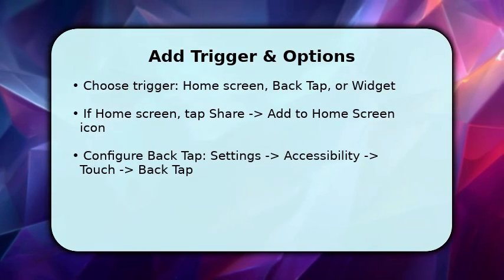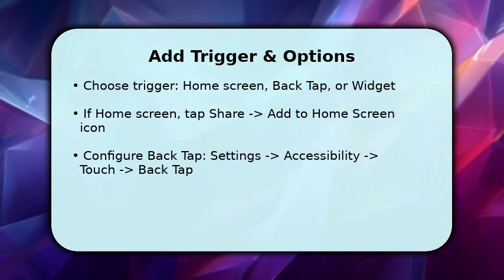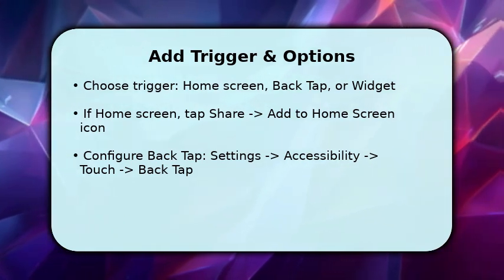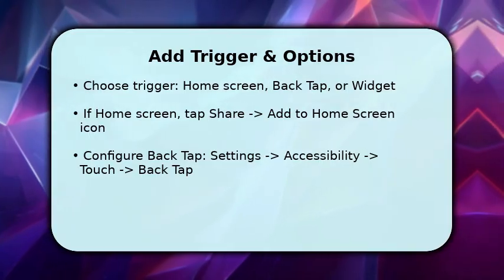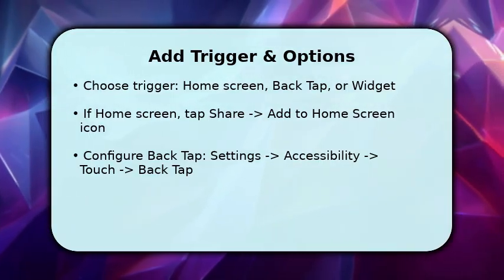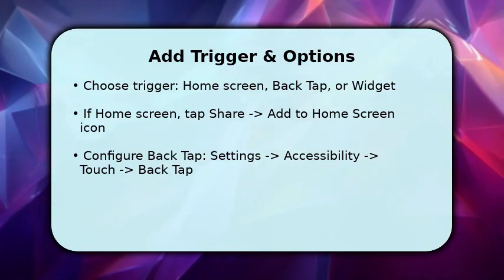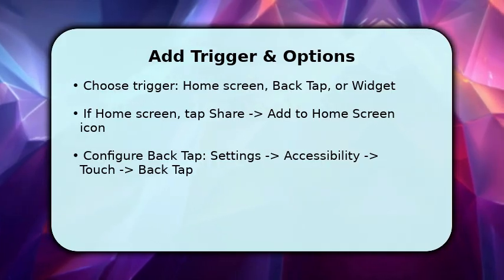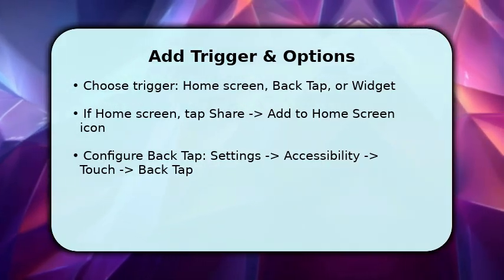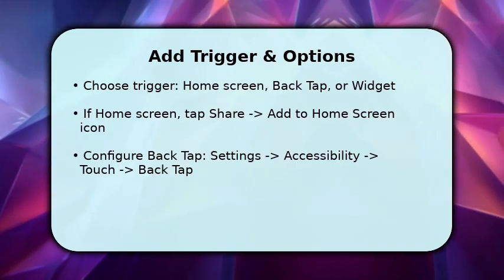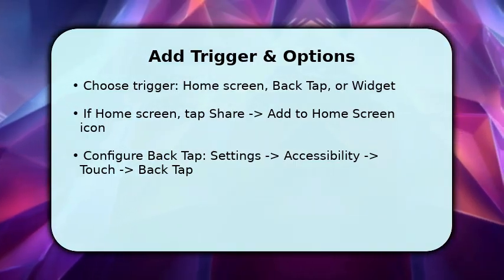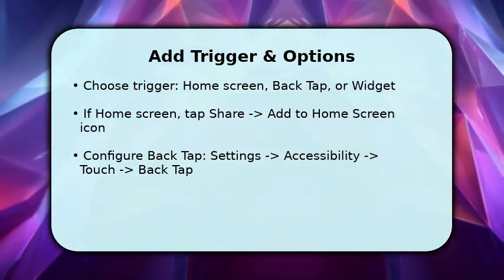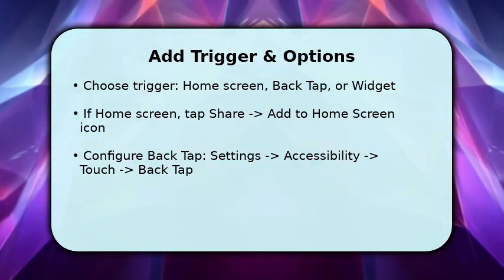Next, connect the shortcut to a trigger you'll actually use. You can add it to the home screen via Share, Add to Home Screen, create a widget in Shortcuts, or enable Backtap in Settings, Accessibility, Touch, Backtap and assign the shortcut. Once set, test each trigger to confirm it calls the shortcut. If you want automation, choose Personal Automation in Shortcuts and tie it to time, battery level, or focus. Make sure triggers match your usage.